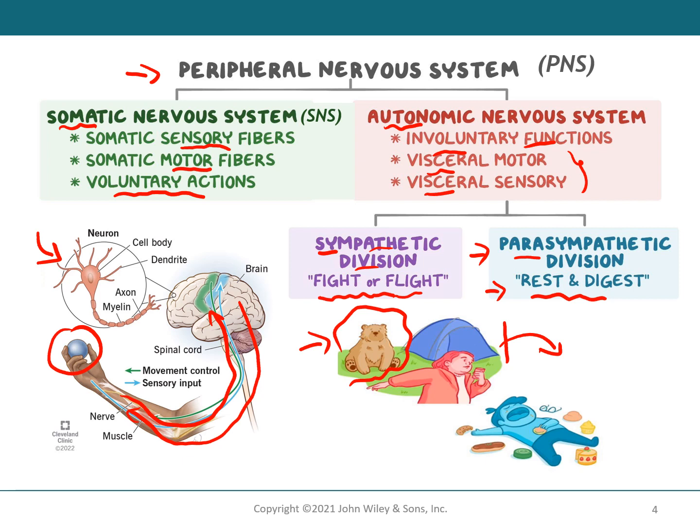Okay, so remember I told you that the peripheral nervous system has the somatic system that works with voluntary actions, while the autonomic system works with involuntary actions, and it can be divided into two, sympathetic and parasympathetic.